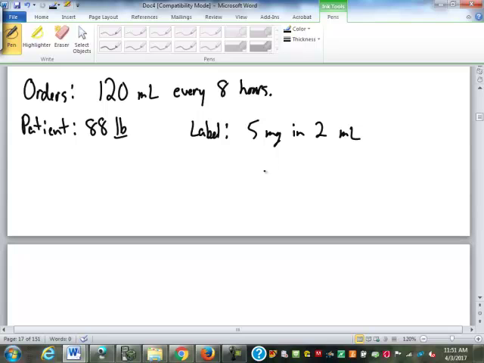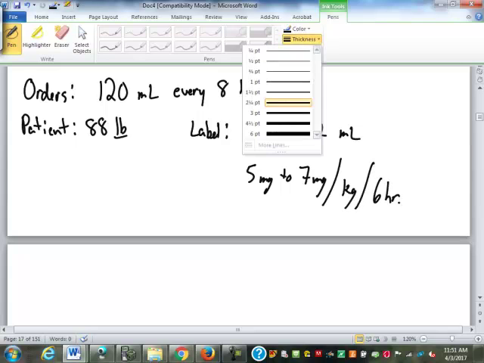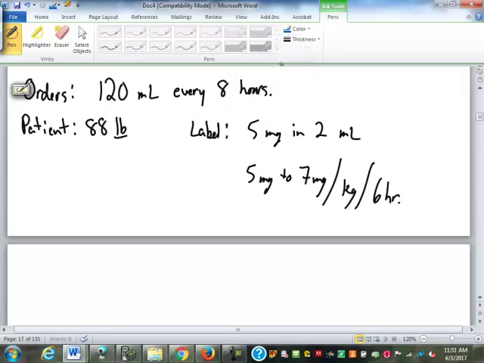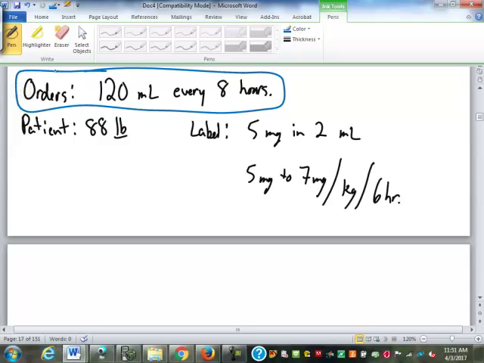So then we are looking at the recommended dosage here is, let's say it's 5 milligrams to 7 milligrams per kilogram every 6 hours. So again, the doctor's orders here are what we're going to compare to when we're done, but we're going to start out calculating the dosage from scratch again from the patient's weight. So we have an 88-pound patient.